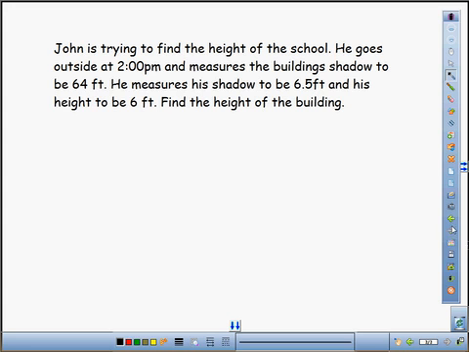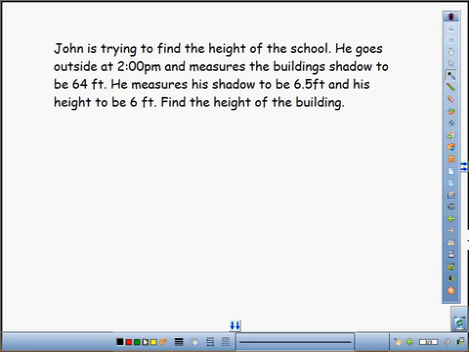John is trying to find the height of the school. He goes outside at 2:00 p.m. and measures the building's shadow to be 64 feet. He measures his shadow to be 6.5 feet, and his height is 6 feet. Find the height of the building.